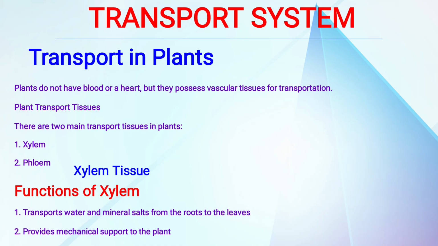And now let's discuss in full about xylem tissues. Now, what are the functions of xylem tissue? Xylem tissue helps in transport of water and mineral salt from the root of the plant to the leaves. And number two, it provides mechanical support to the plant. Now let's continue.